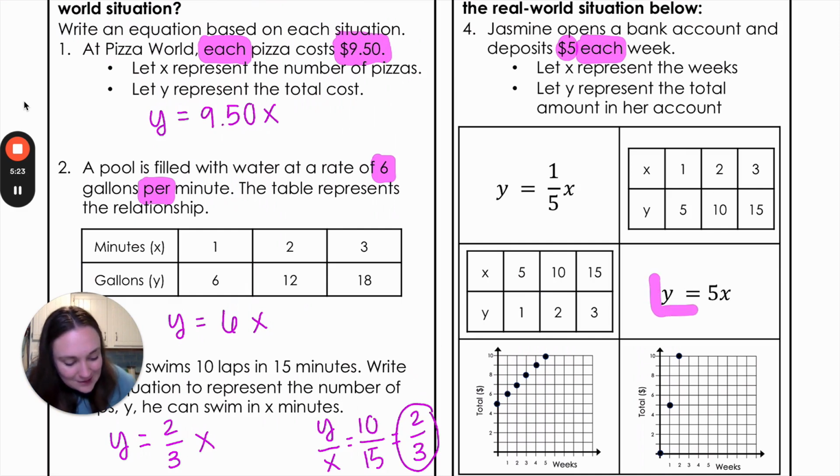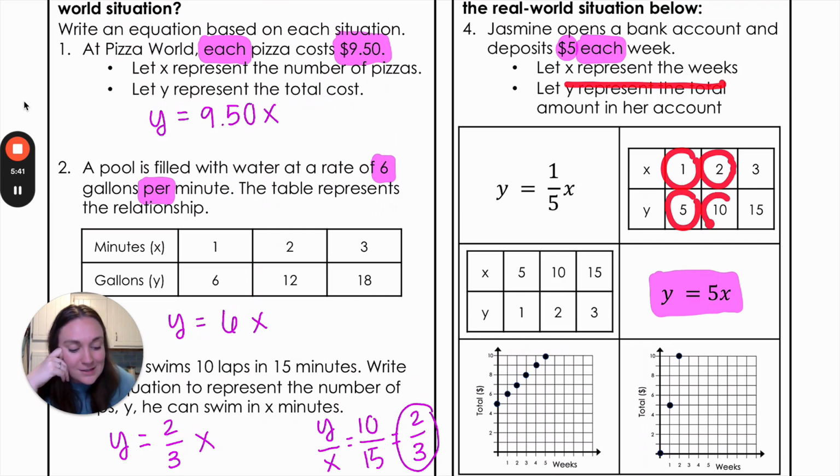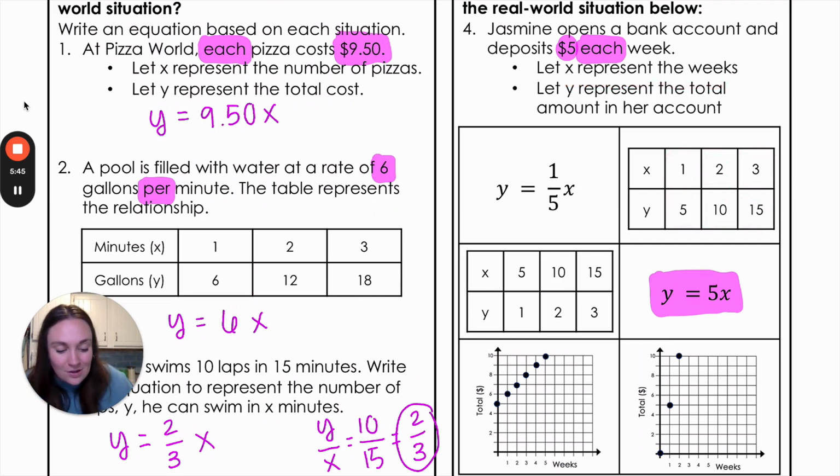So the first easiest way to see this is that equation y equals 5x. We know that matches up, right? Because I'm going to take each week times 5. So let's look at these tables then and see. So if x is my number of weeks, after 1 week, she would have $5. 2 weeks, $10. 3 weeks, $15. So this table is also the one that matches our situation. We'll look at the other table here in a second.